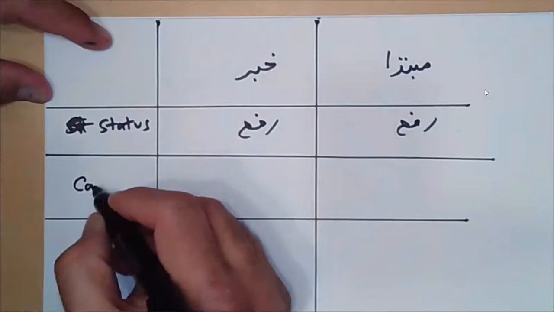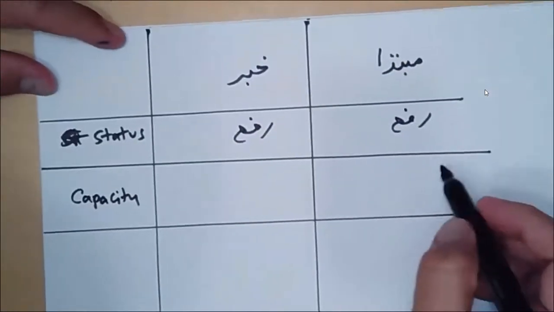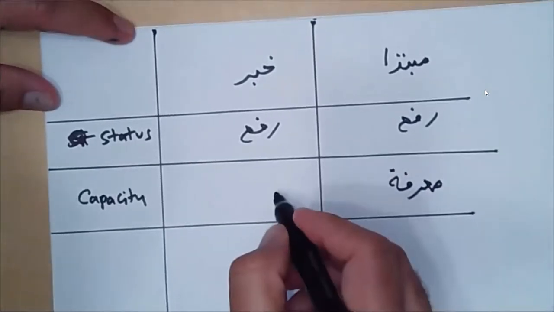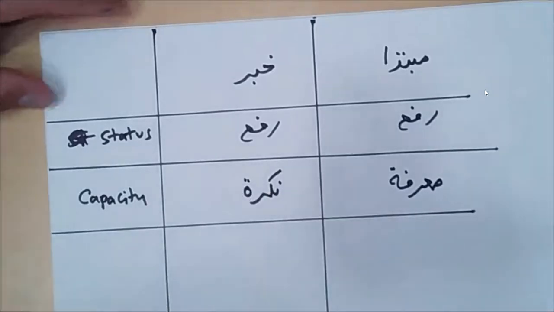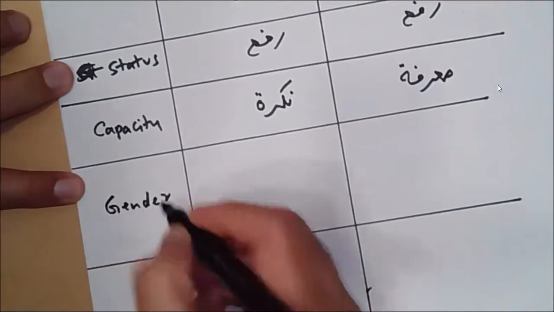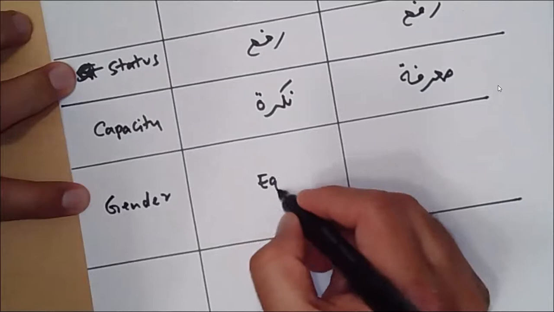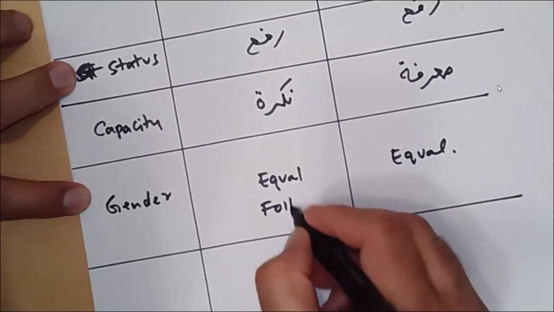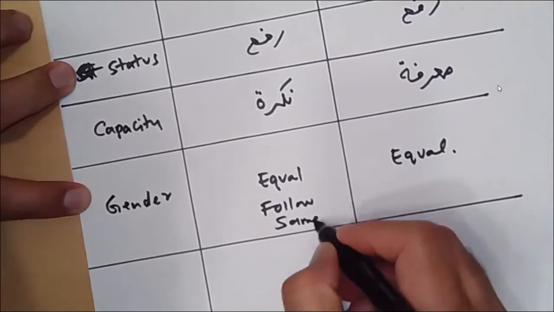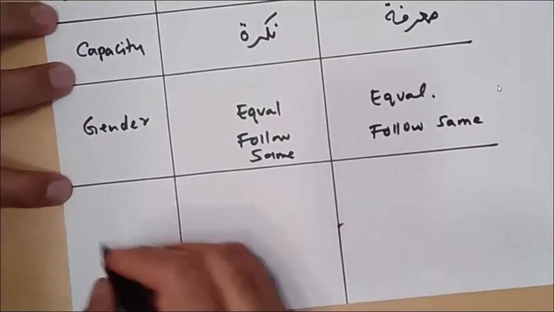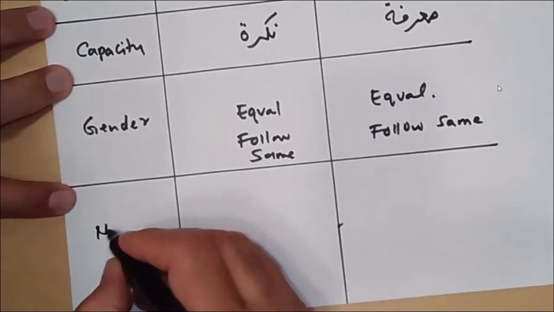Now let's make another line here. Okay. Let's talk about the capacity. Mubtada is what? Marifa. And Khabar is Nakara, right? Now, gender, they are, let's call it equal. Or follow. Follow same. And then what about the next one? The number.